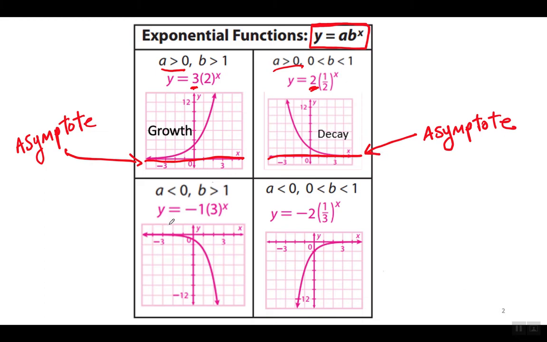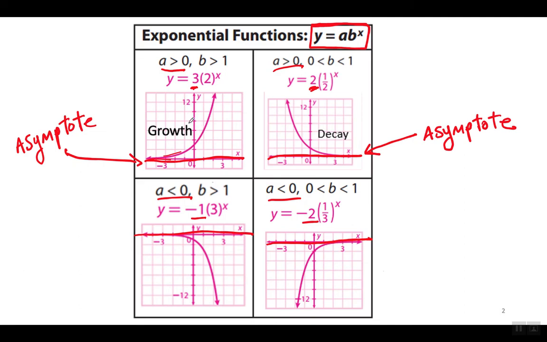So why am I pointing this out? Because if we look at the examples on the bottom, here's the asymptote. When a is positive, like in the top two examples, the graph is above the asymptote. So this horizontal line, my graph is above it. And when a is negative, as in the bottom two examples, right here you've got -1, right here you've got -2, the graph lies below the asymptote.